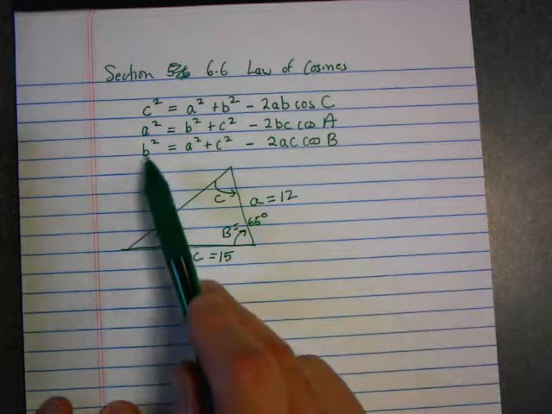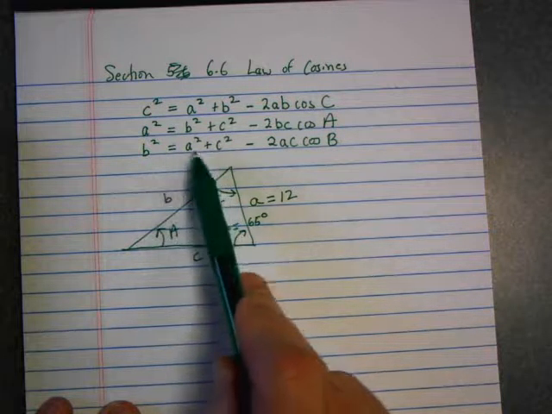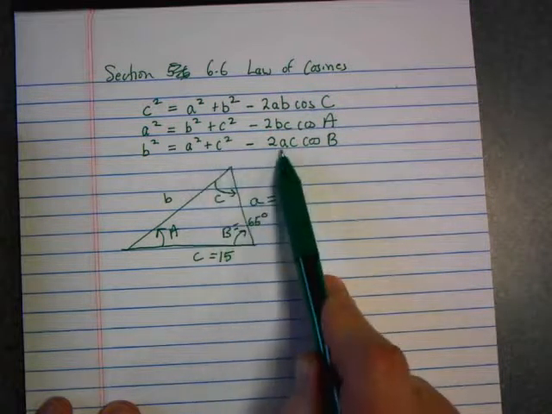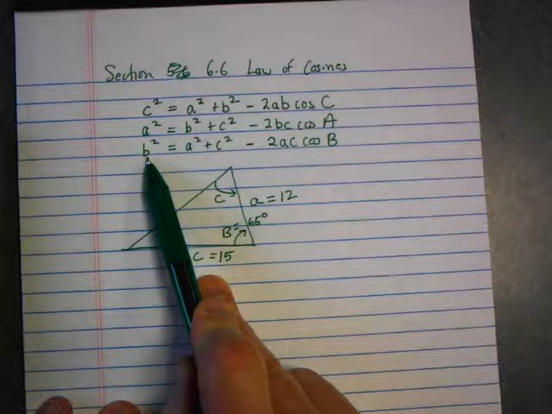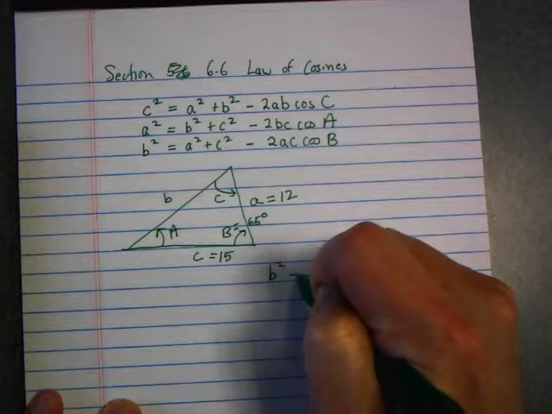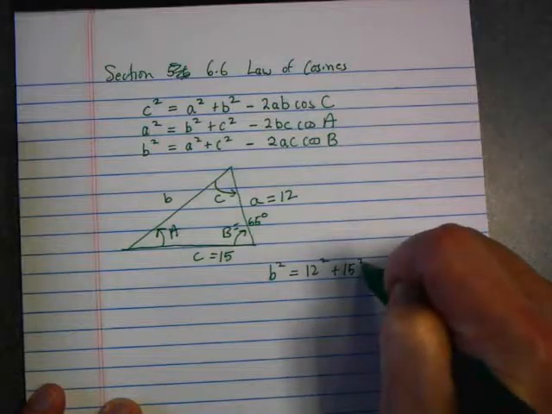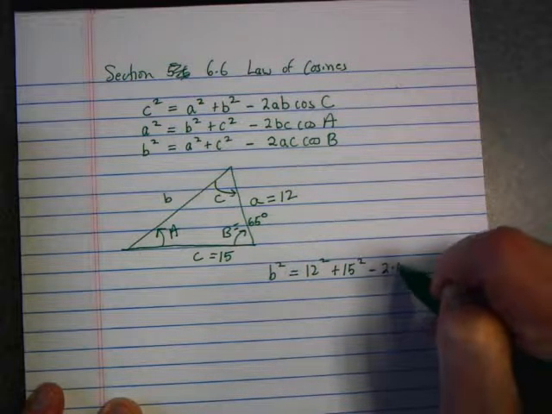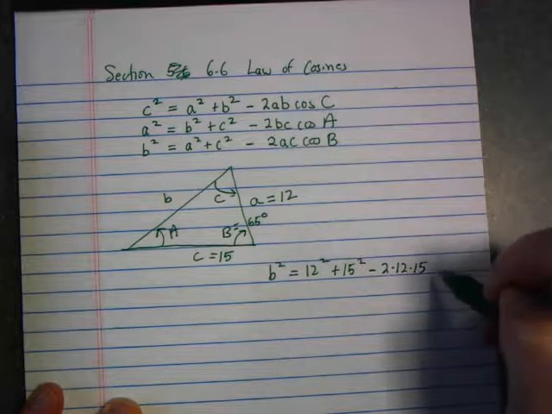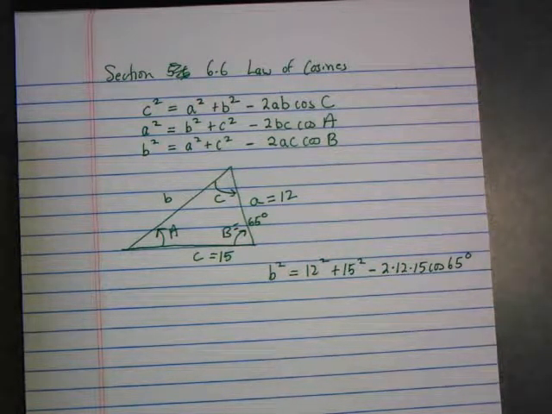I can find little b squared, which of course means I can take the square root and find little b. If I know a, c, and big B, I can find little b. So that's what we'll do. b squared is 12 squared plus 15 squared minus 2 times 12 times 15 cosine 65 degrees.